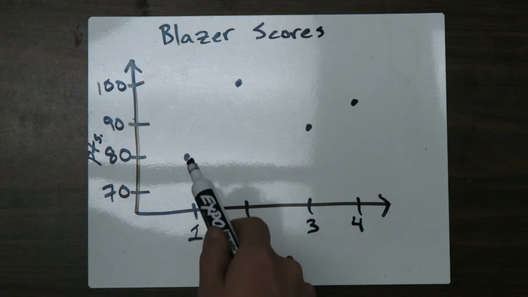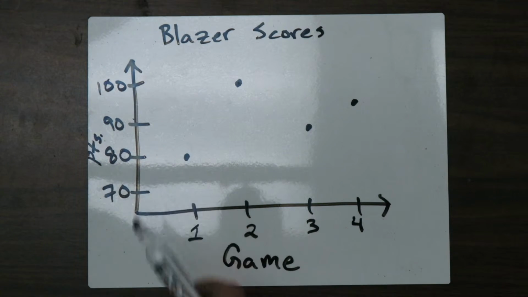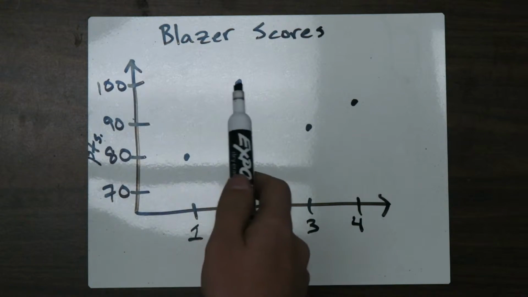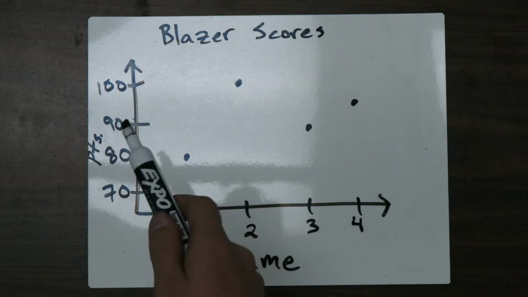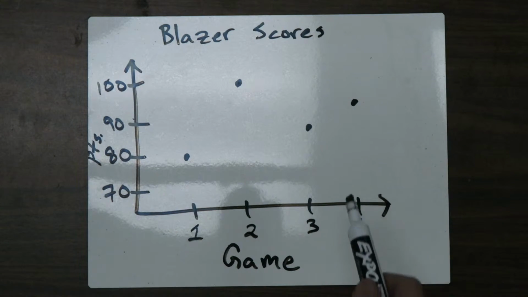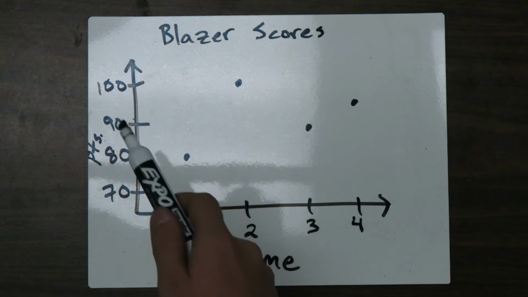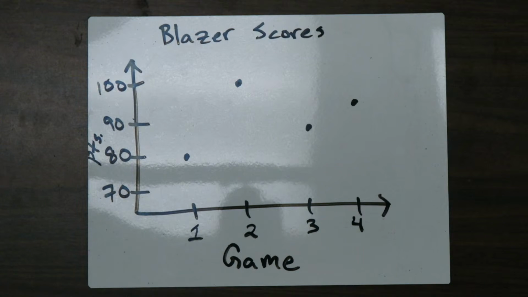So at game 1, we can see the Blazers scored close to 80 points. Game 2, they scored close to 100 points. Game 3, they scored close to 90. Game 4, it was in between 90 and 100, probably about 95.